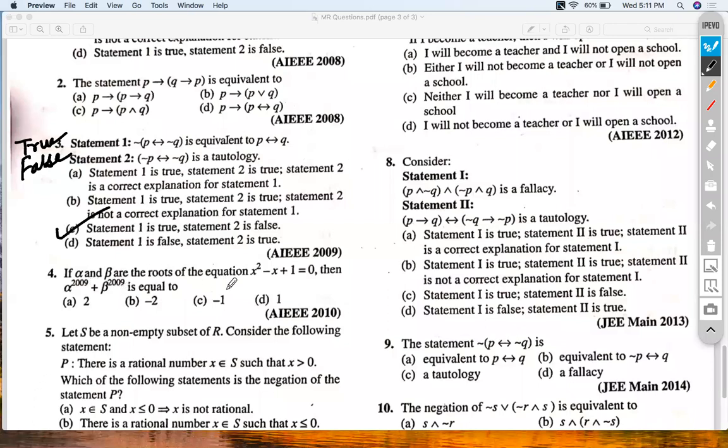Okay. Next, if alpha, beta are the roots of this. This seems like the same question: minus omega and minus omega square. Minus omega square, yes, and just put it in. Fifth one you have already done, so we'll do the sixth one.